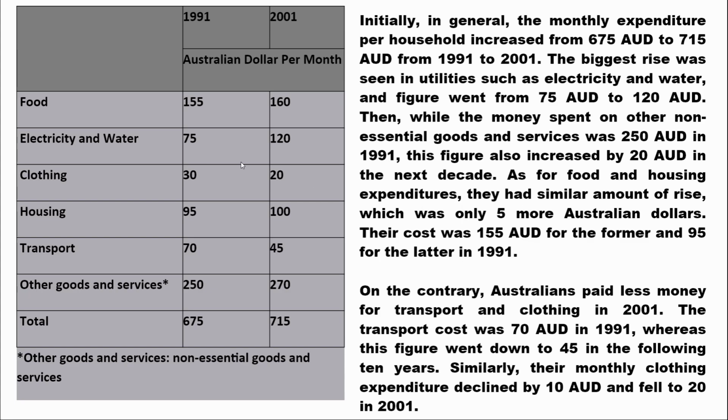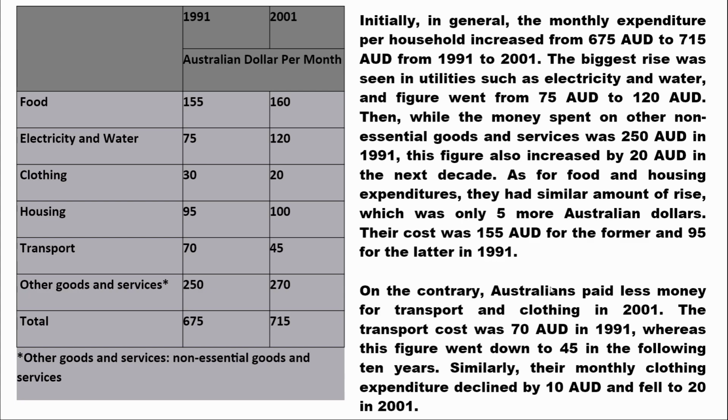Now, but how am I going to draw this? I don't know the numbers yet, so I have to give the numbers again. Okay, how do I do it? So I said their cost was 155 for the former and 95 for the latter in 1991. What is former, what is latter? I will explain in a bit, okay?